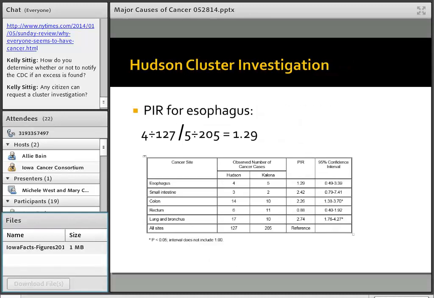And then I just wanted to show you how the PIR is actually calculated. So for esophageal cancer, you can see that there were 4 cases in Hudson. So you take 4 and divide it by the total for all of the cases, which is 127. And then you divide that by the number in Kelowna, 5, divided by the total number for Kelowna of 205. So if you take 4 divided by 127, divide that by 5 divided by 205, you get the resulting PIR here of 1.29.